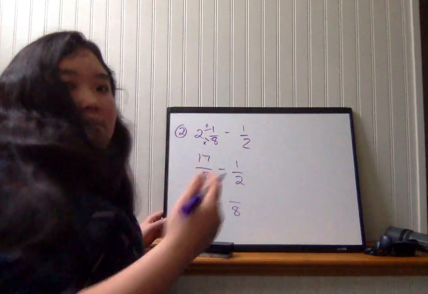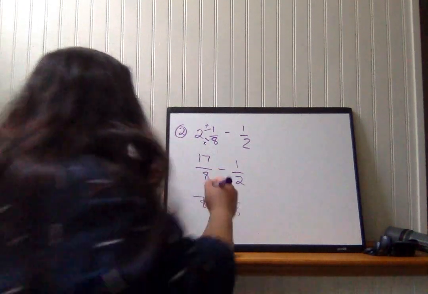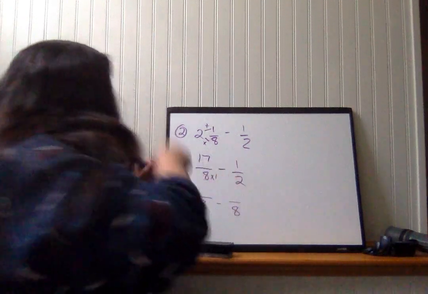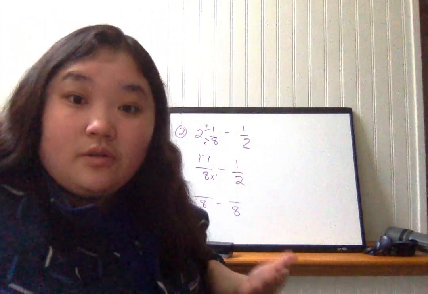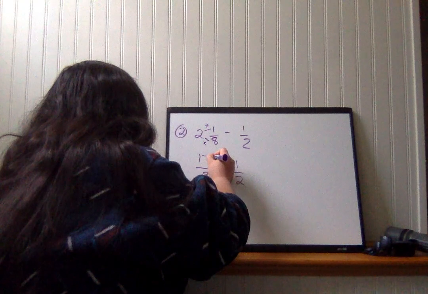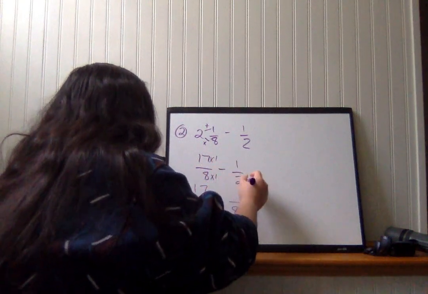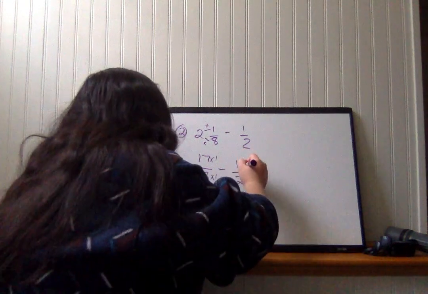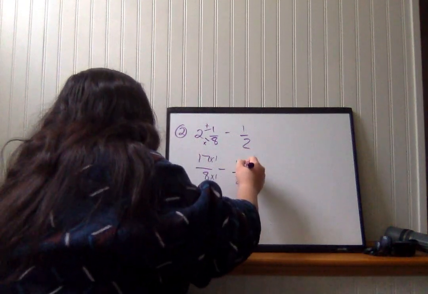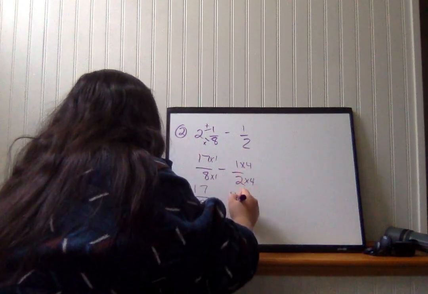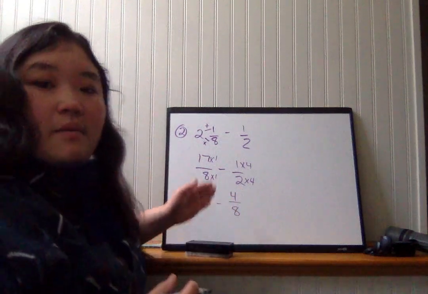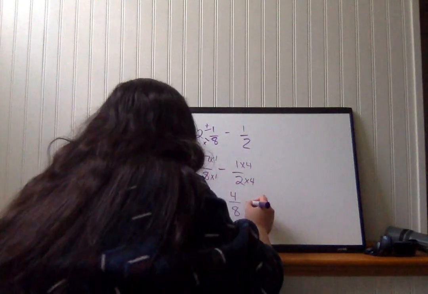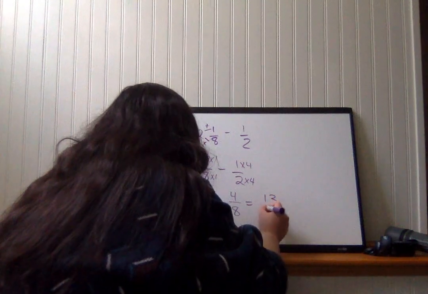We know that 8 times 1 is going to give us that denominator of 8. So whatever I do to my denominator, I must do to my numerator. 17 times 1 gives me 17. 2 times 4 is going to give me 8. So whatever I do to my denominator, I must do to my numerator. 1 times 4 is going to give me 4. 17 minus 4 is going to give me 13.